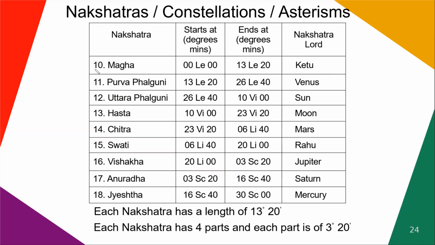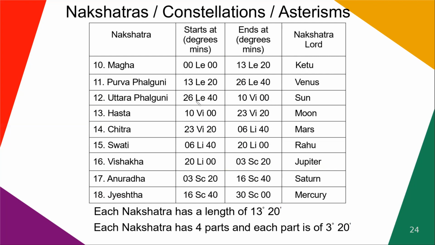So the 10th nakshatra is Magha. It starts at 0 degrees in Leo and ends at 13 degrees 20 minutes in Leo. Ketu is the ruler of Magha. Nakshatra number 11 is Purva Falguni. It starts at 13 degrees 20 minutes in Leo and ends at 26 degrees 40 minutes in Leo. Venus rules Purva Falguni.